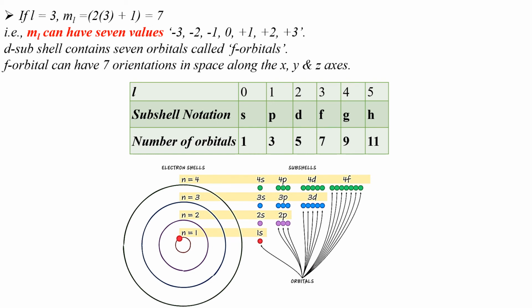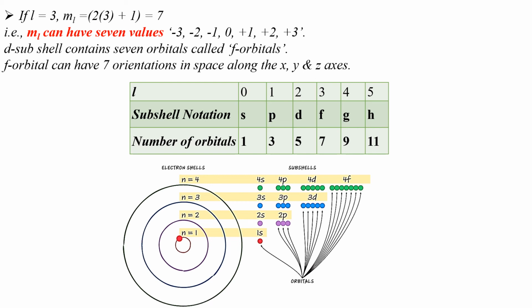Now for a value of L equal to 1, it means P subshell. The number of orbitals in p subshell is 3. When the value of L is equal to 2, it represents d subshell. D subshell can have 5 d orbitals. Now, the value of L equal to 3 represents F subshell, and F subshell can have 7 F orbitals.